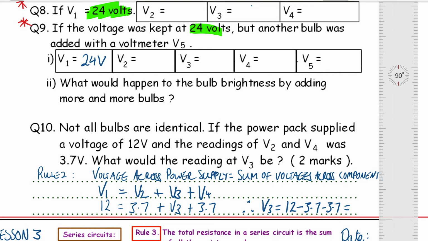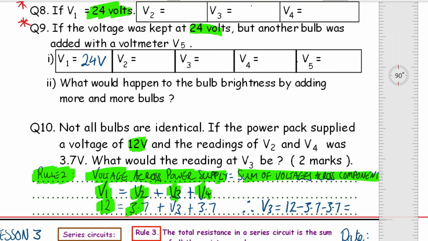Therefore, what we've got to do is apply that rule 2 for voltages in a series circuit. And the rule is the voltage across the power supply equals the sum of the voltages across the components. Now, in the circuit that's being referred to, there are 3 bulbs measured by V2, V3 and V4. If you add those 3 bulbs together, they equal the supply voltage V1. The supply voltage is 12 volts.